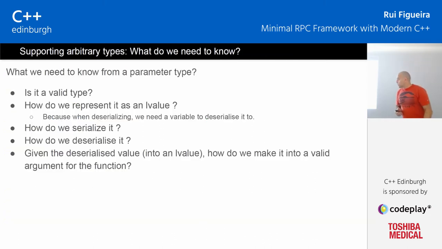So what do we need to know about the parameter type for RPCs? We need to check if it's a valid type, so if it can be used for RPCs. That's what I meant, that some frameworks only allow you to use predetermined types like ints, vectors. So in this case, we're going to be creating a little class which basically encapsulates the traits of a type, so the traits for RPCs. You want to know if it's a valid type, if it can be used.